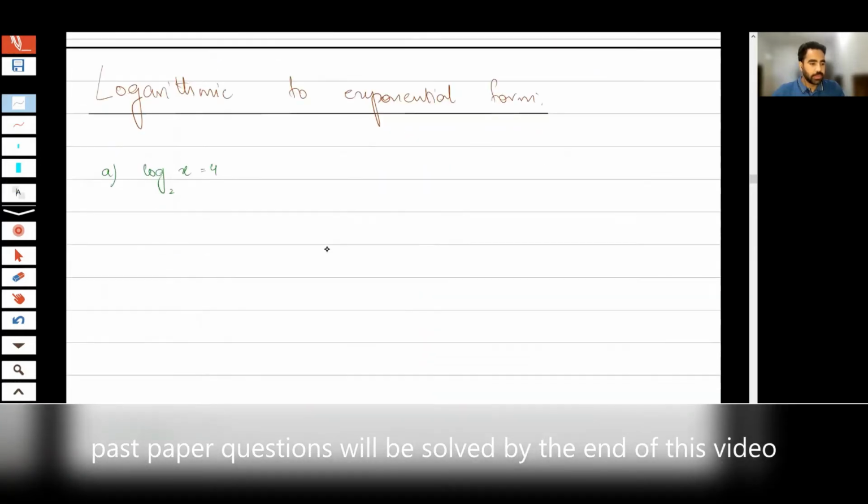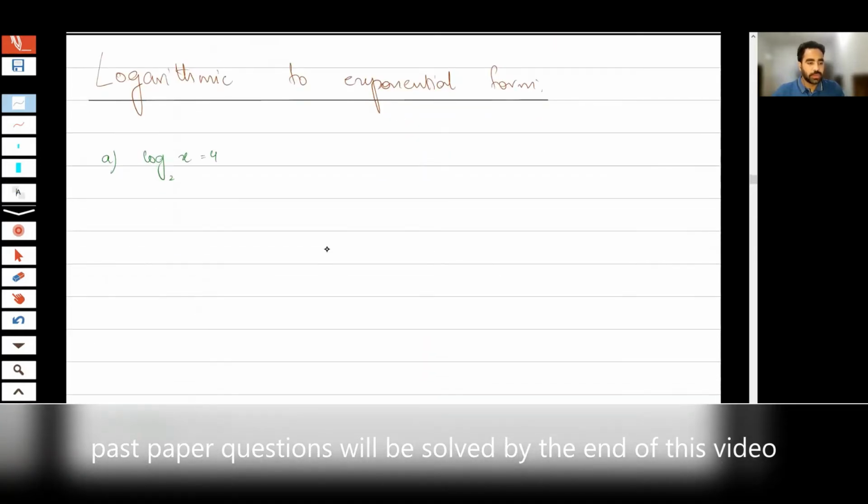Now we're going to discuss questions related to logarithmic to exponential form. अब इसमें क्या करना है? This is something very simple. You just have to convert the logarithmic to exponential form.